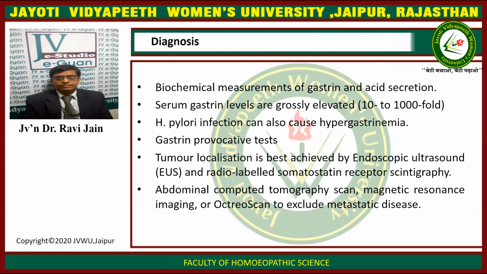Now, how will you diagnose a case of ZE syndrome? The diagnosis is done by biochemical measurements of gastrin and acid secretion. So biochemical measurement is the first thing. The second one is the serum gastrin levels, which are grossly elevated.